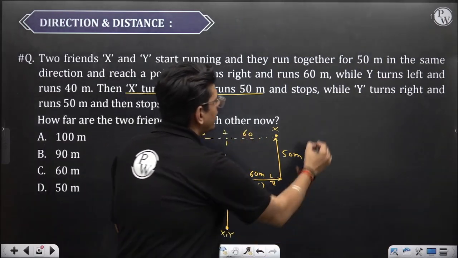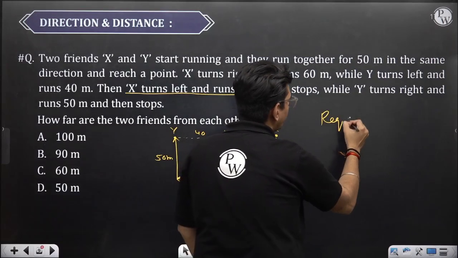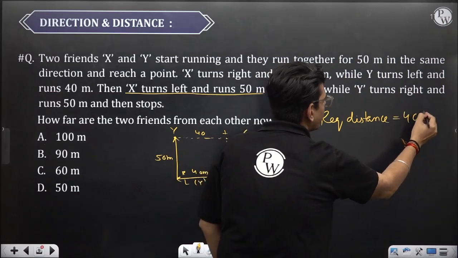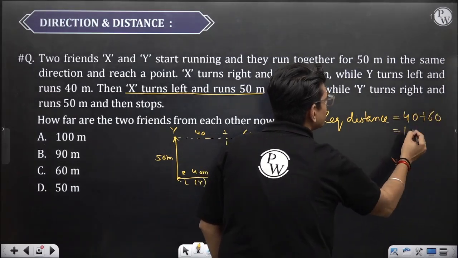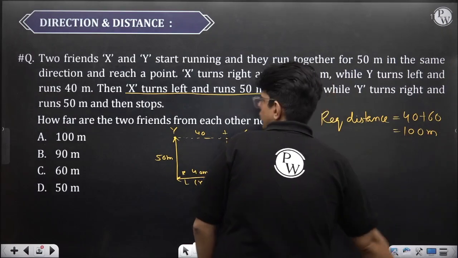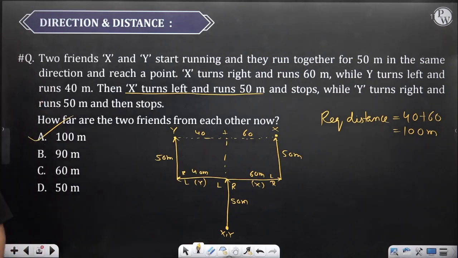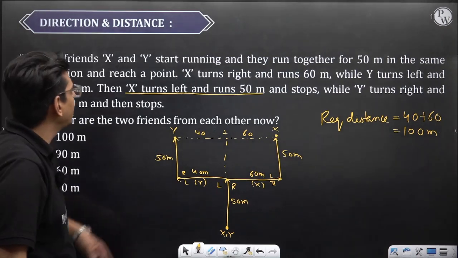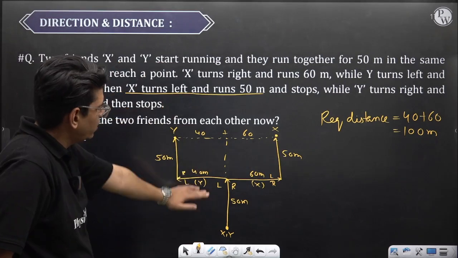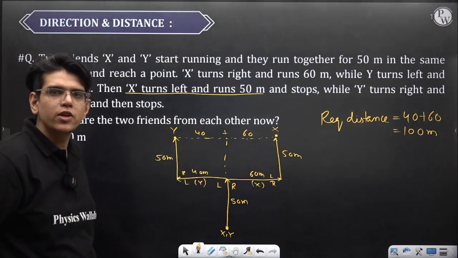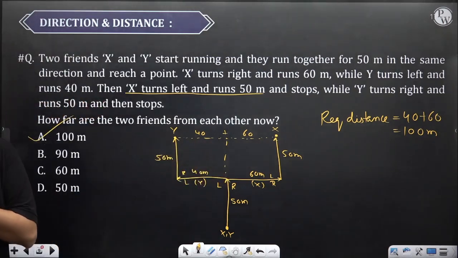So the required distance is equal to nothing but 40 plus 60, which is 100 meter. So option A is correct, right? Simple question. We just have to translate this question into a meaningful diagram. That's it. And you will be able to visualize what is asked in the question. Let's move to the next question.